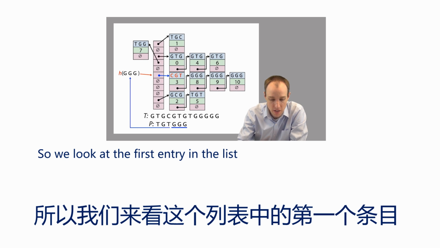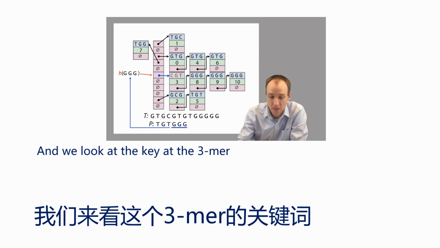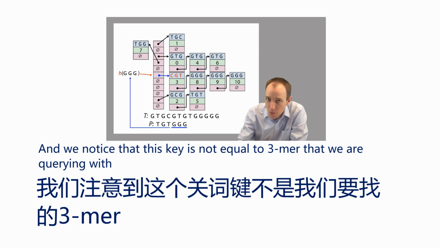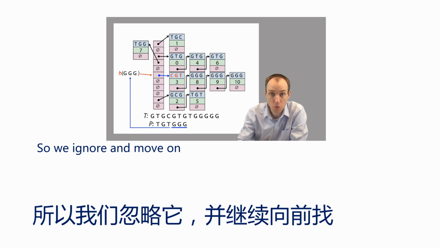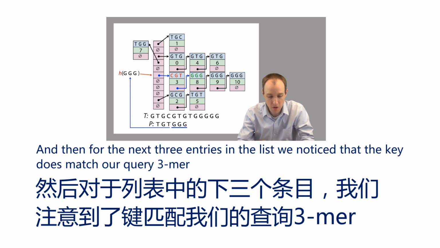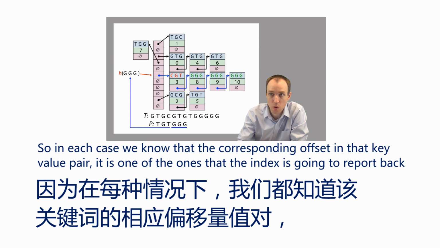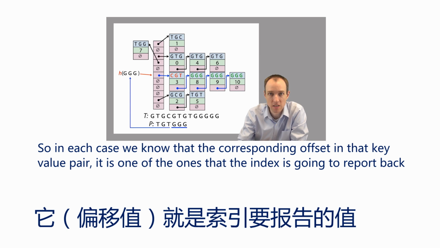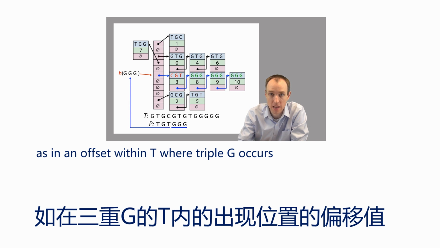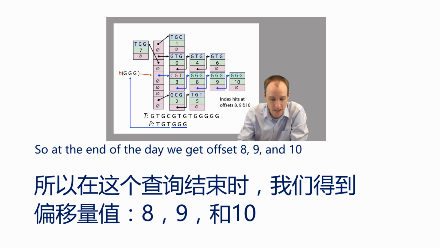So we look at the first entry in the list, and we look at the key, the threemer, and we notice that this key is not equal to the threemer that we're querying with. It's not equal to triple G. So we ignore it and move on. And then for the next 3 entries in the list, we notice that the key does match our query threemer. In all 3 cases, it's triple G. So in each case, we know that the corresponding offset in that key-value pair is one of the ones that the index is going to report back as being an offset within T where triple G occurs. So at the end of the day, we get offsets 8, 9, and 10.